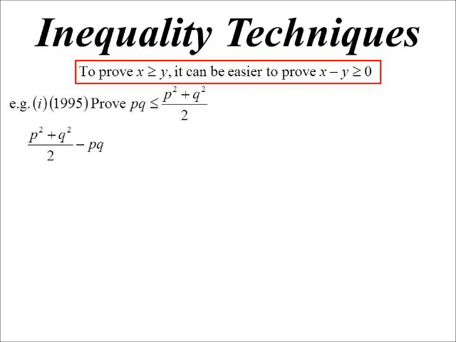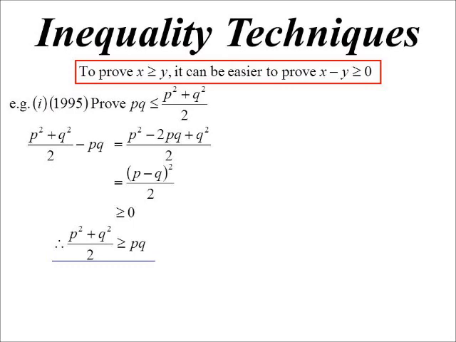So let's create the fraction, and it comes out quite easily, because you'll see on the top of the fraction, we've got our perfect square. So we end up with p minus q all squared, which is always greater than or equal to 0. So I now know that my piece of algebra is always positive. That's now a fact, so I can then play around with it and say, oh well, therefore p squared plus q squared on 2 is greater than or equal to pq.